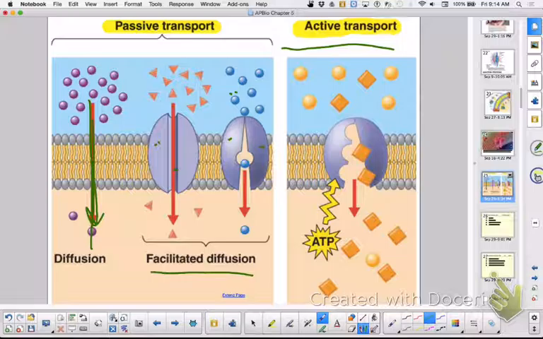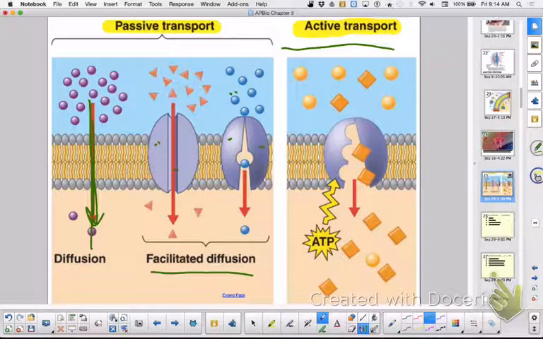So on your notes, passive transport does not require what? Energy, towards a lower concentration gradient. And I gave you examples right there. Jump down to number 3. Active transport requires what? Energy, against the concentration gradient. Examples would be the pump, like the sodium-potassium pump, and then endo and exocytosis.